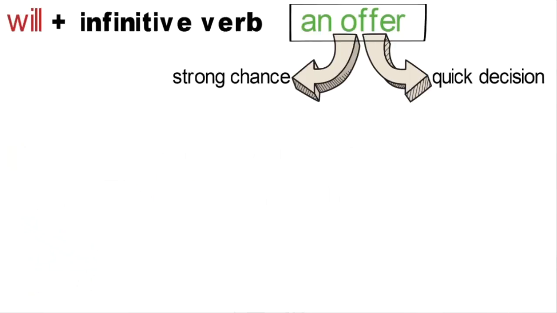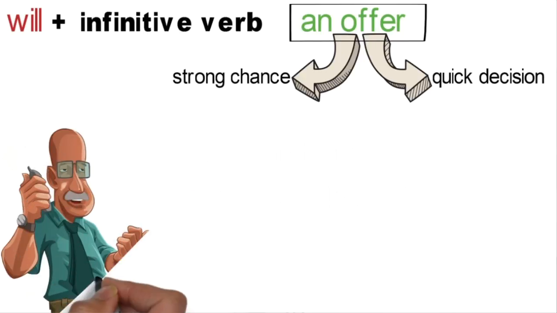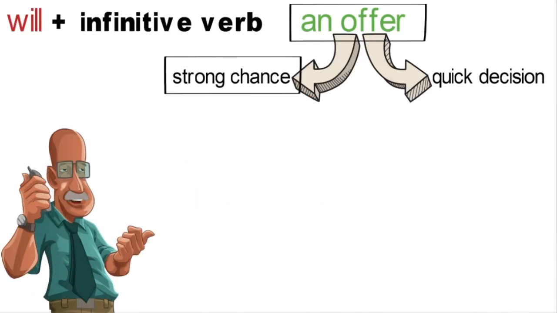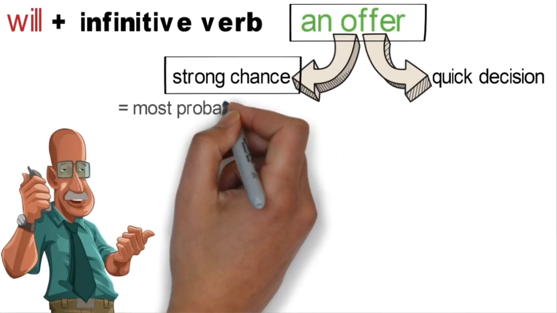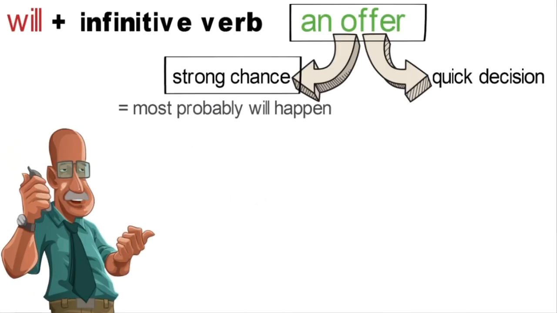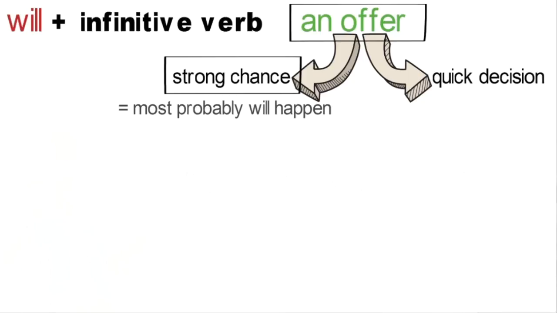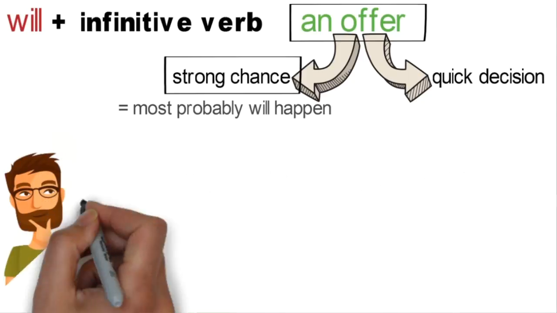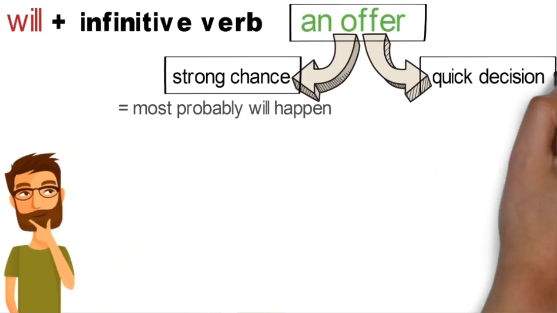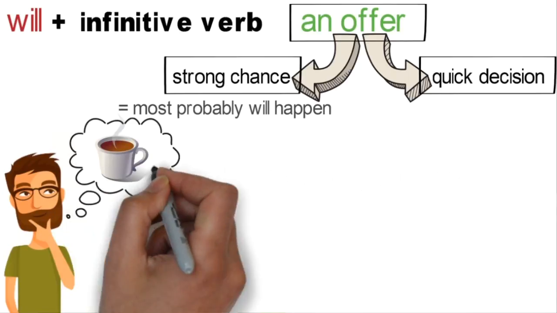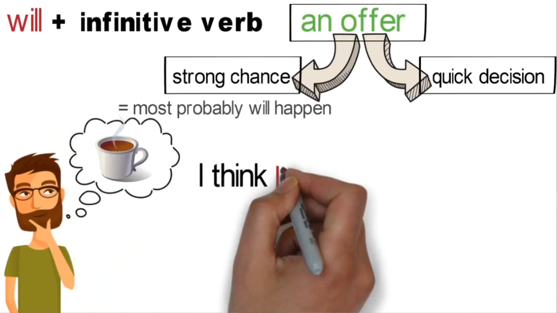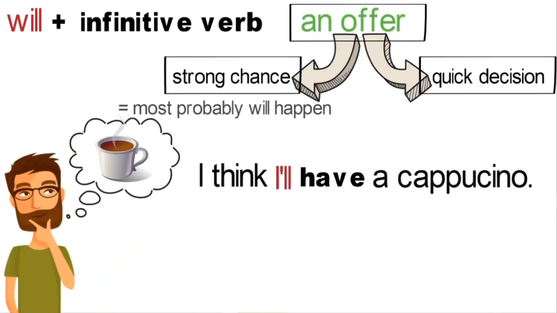We also use will when there is a strong chance that something may happen later on, that it most probably will. Such as, hey, I'll talk to you later. We also use will when we need to make a quick decision. For example, I think I'll have a cappuccino. This sentence shows the speaker is deciding quickly about an order in a restaurant.